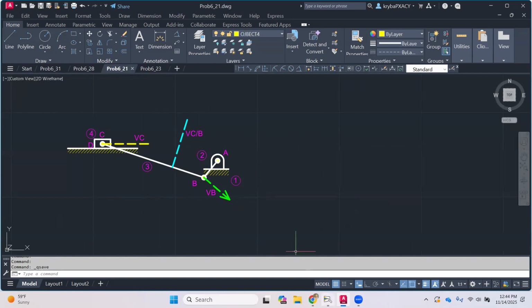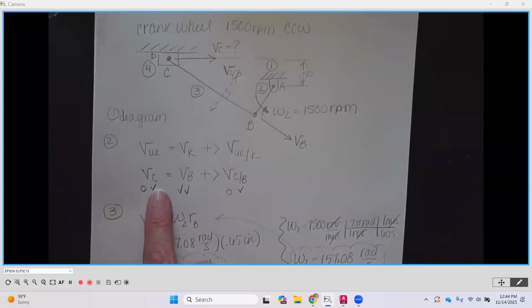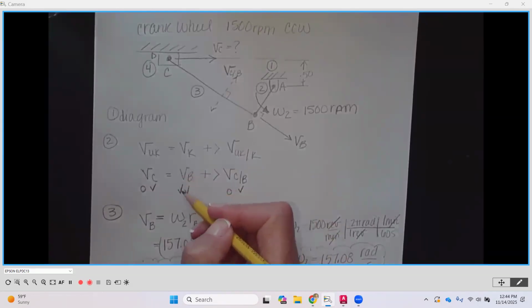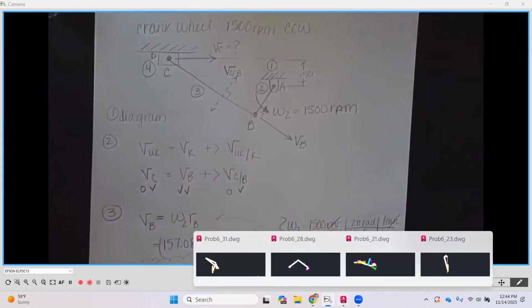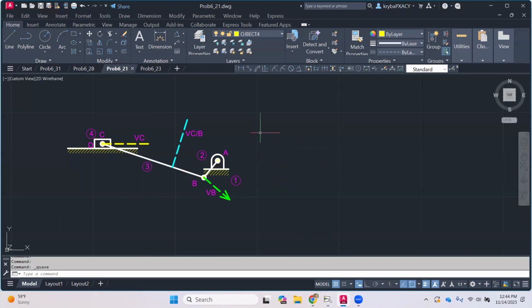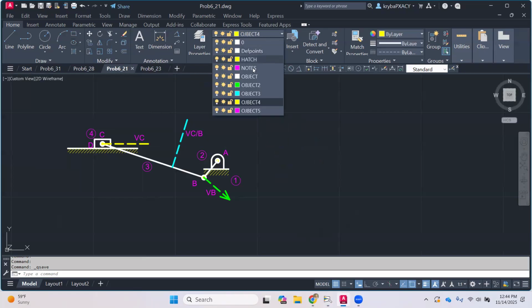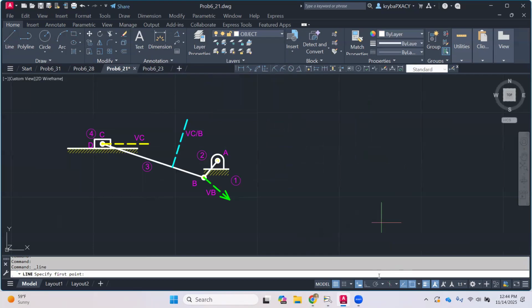Okay. Now what we're going to do is we are now going to set up our vector equation. So we want to start where we know the most information, and we know everything about velocity of B. So we're going to start by drawing our origin, and then we're going to put the velocity of B in place. So I'm going to go back to my object line layer, and I'm simply going to draw a vertical and a horizontal line to represent our origin. Okay, so you have to show me your origin.